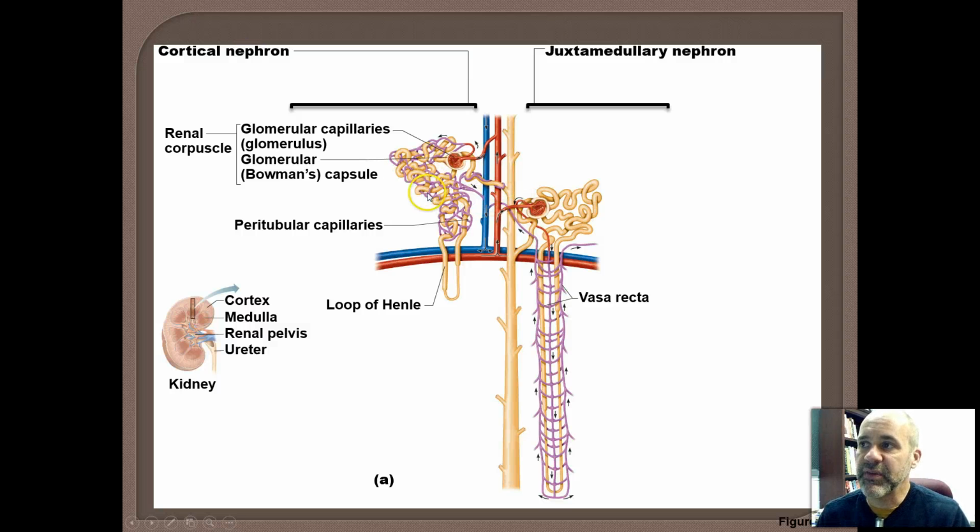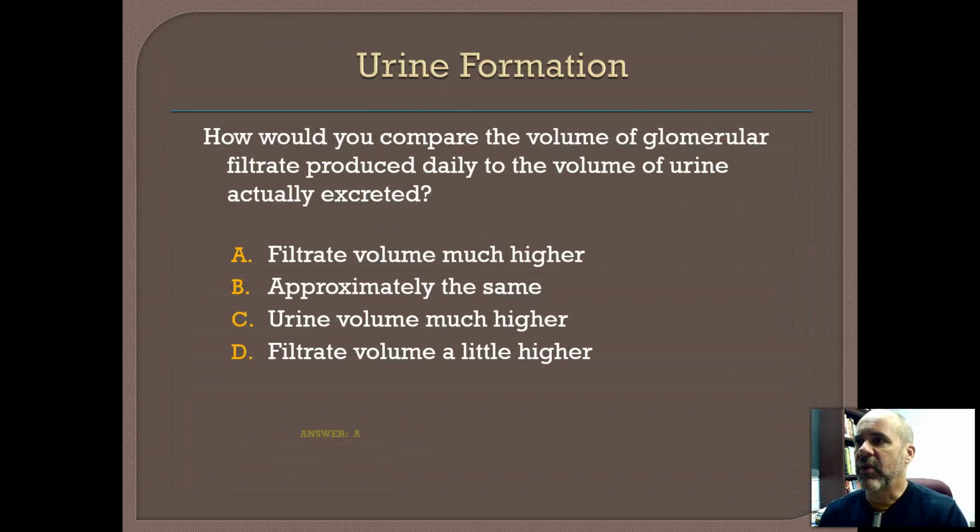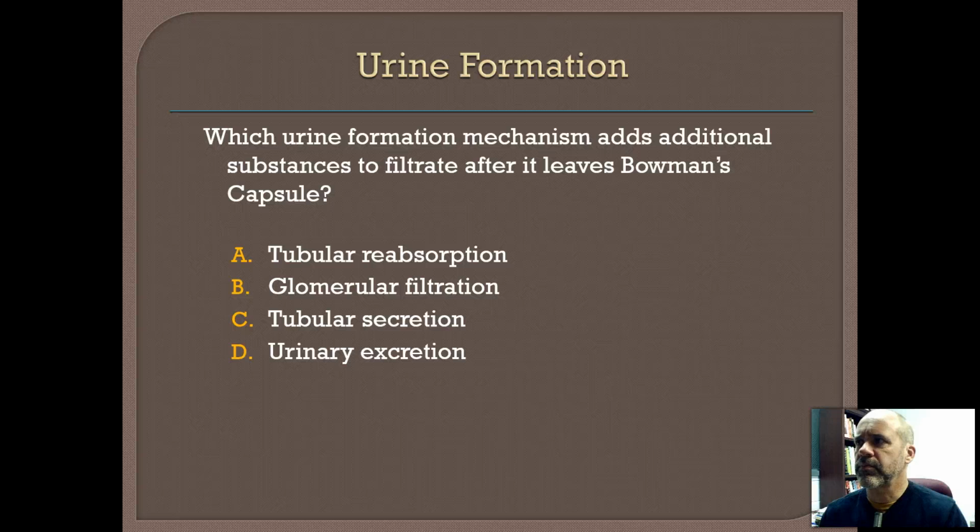So there are some substances where after the filtrate has left the capsule, and while it's passing through the proximal convoluted tubule, the loop of Henle, and the distal convoluted tubule, some additional substances are added to the filtrate, and that's called tubular secretion. So if we return to our question over here, which urine formation mechanism adds additional substances to the filtrate after it leaves Bowman's capsule? And so hopefully you are thinking tubular secretion.